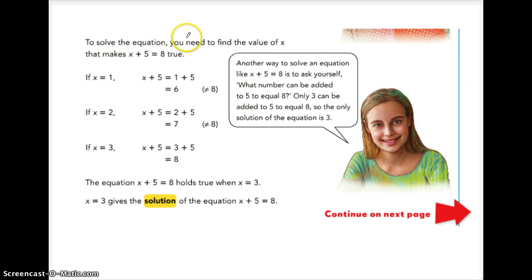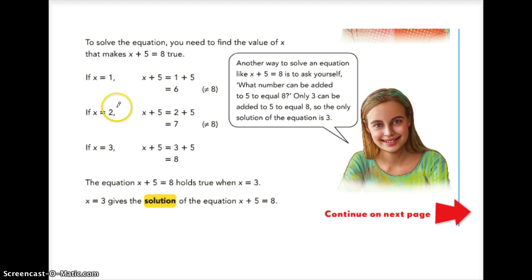To solve the equation, you need to find the value of x that makes x plus 5 equals 8 true. So we're going to plug in numbers. If x equals 1, does that equal 8? So x plus 5, that's this side. We plug 1 in, does it equal 8? In this case, it does not equal 8, it equals 6.